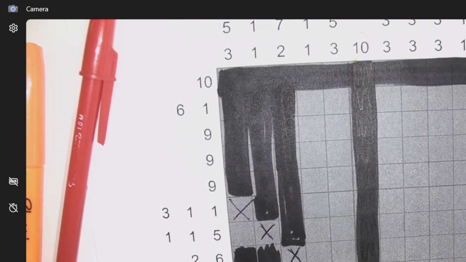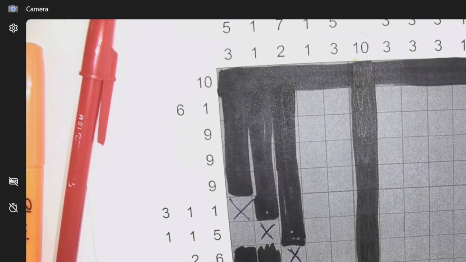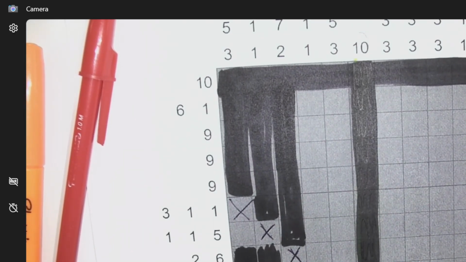If I look on this one, it told me I needed to do a 1 with nothing beside it, and then the next group should be a 1, so then this is an X. You can't have anything there.